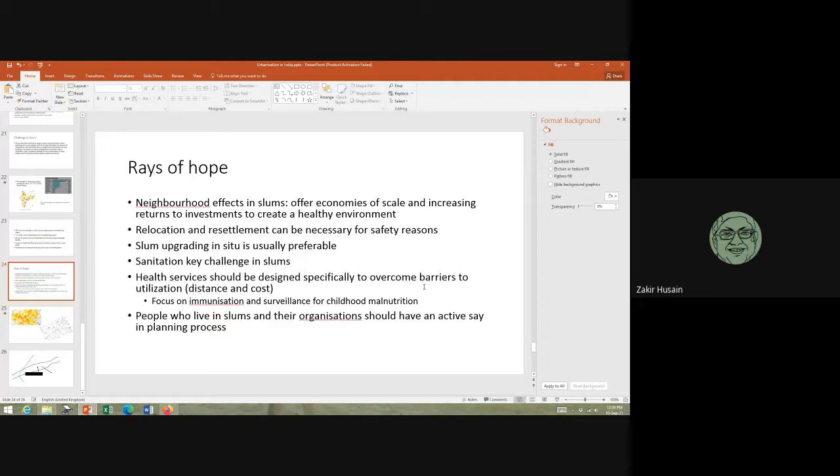Simultaneously, you should have public involvement of the slum dwellers. So the planning process should not be just from the top, it should also involve the stakeholders in the process.